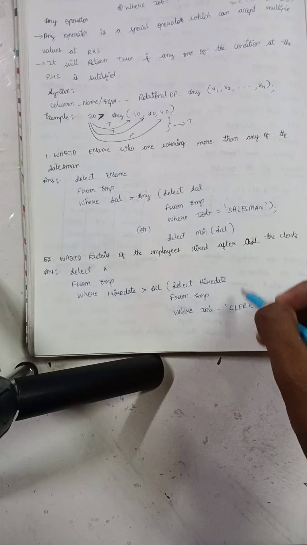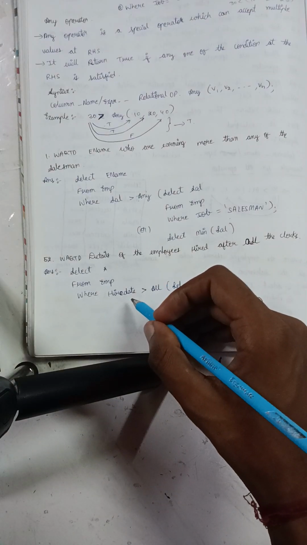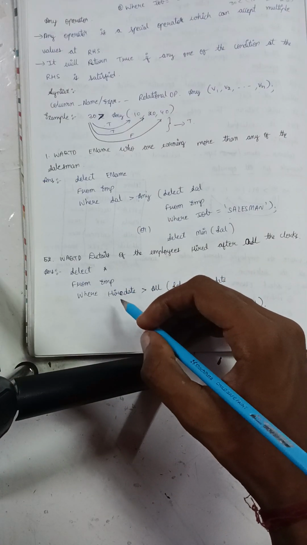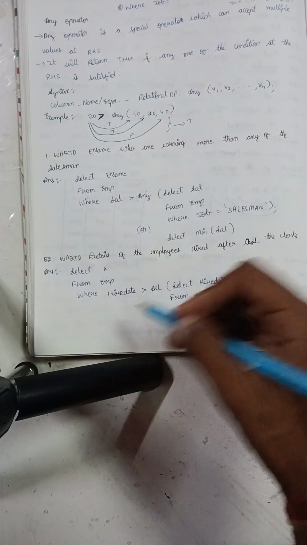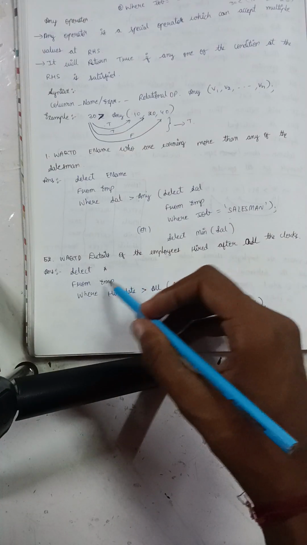So here we will get the hire dates of clerks. It will be compared with all the hire dates of the employees. Those who are hired after them, their details will be displayed.